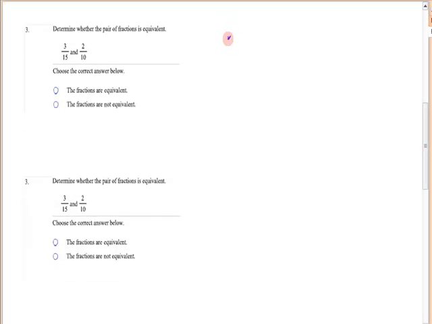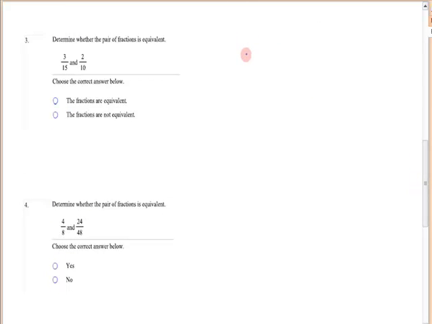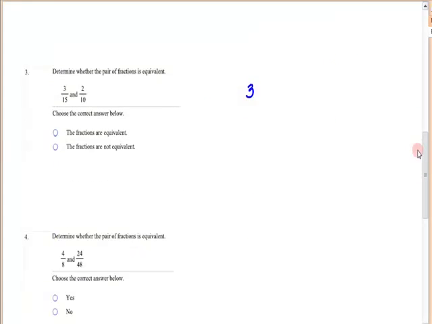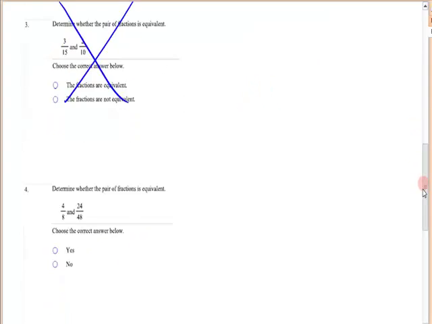Number 3, I have 3/15 and I have 2/10. Cross products. 15 times 2 is 30. 10 times 3 is 30. Those fractions are equal. They will reduce both of them to 1/5. Next one. Sorry, that's actually a repeat, so I don't need to do it again.